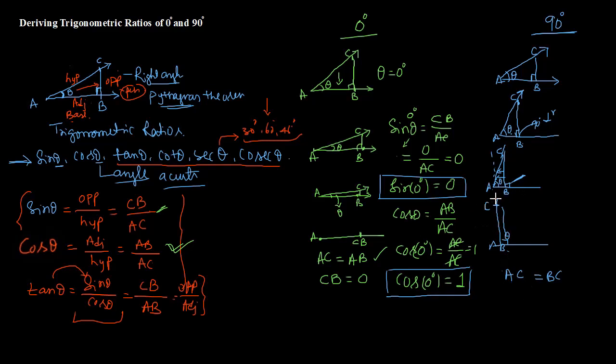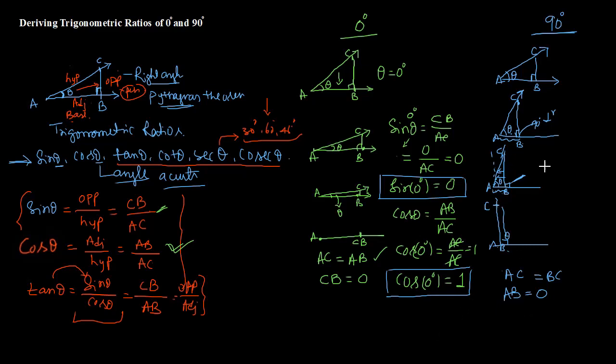But something has changed here. What happened to AB? AB, as you can see, started reducing. And when theta became 90 and AC became equal to BC, AB became 0. So AB started reducing. A and B are lying on the same thing, AC is equal to BC, and AB becomes 0.